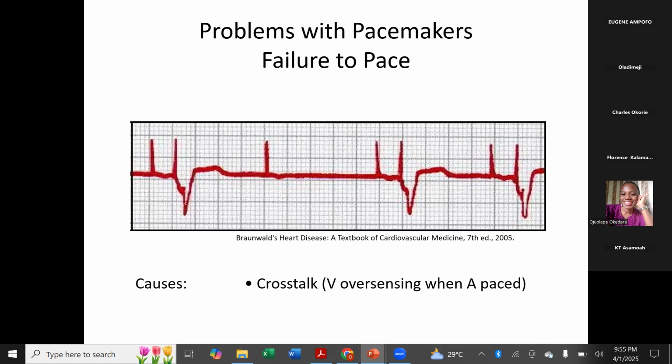So another differential is crosstalk. Crosstalk means that the ventricle is sensing the atrium. So that's why I said the leads are dislodged. It means that the ventricular lead can have dislodged and is at the tip of the tricuspid valve. So it will just be sensing atrial activity and it won't pace, or it's not sufficient enough to pace the ventricle. So there's just a problem with the lead. Final summation is that there's failure to pace or failure to capture.